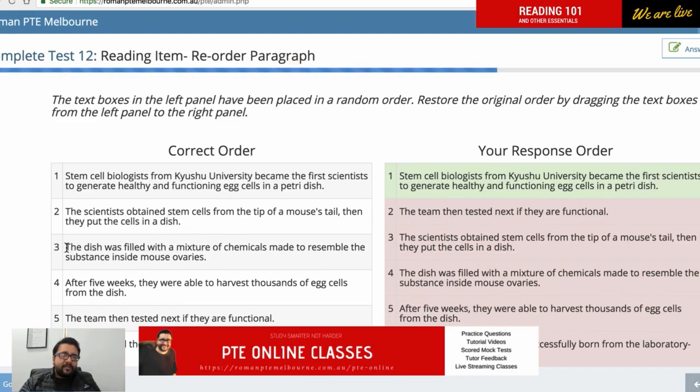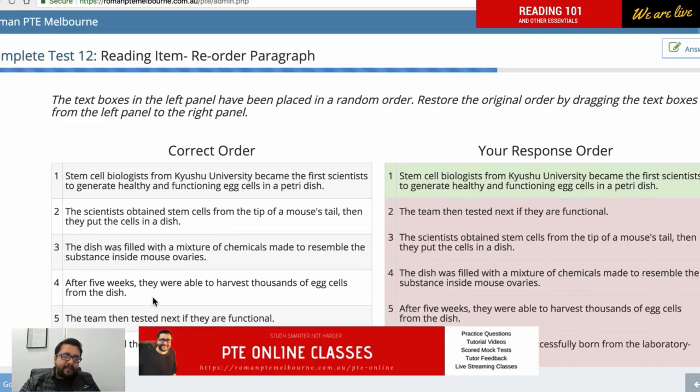Now, third says "the dish." The dish means which dish? The one they have mentioned here. "The dish was filled with a mixture of chemicals": means which dish? The dish they were putting the cells in, in sentence two, "made to resemble the substance inside mouse ovaries." So the experiment has started from sentence number 2 and it has progressed in sentence number 3.